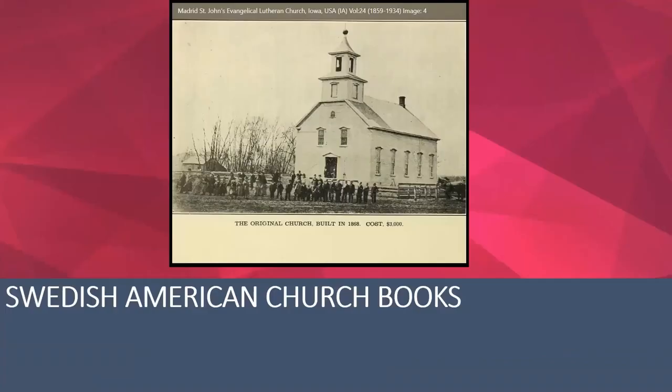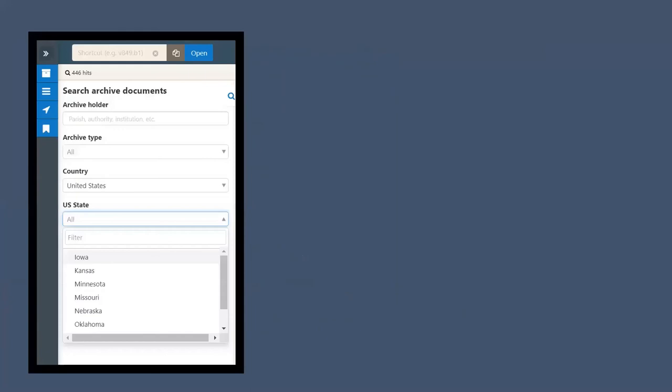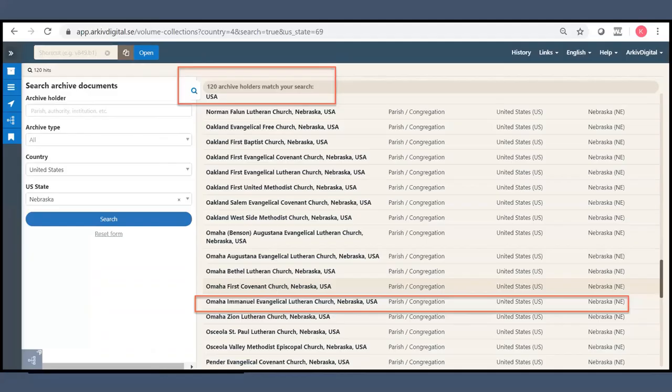Update on the Swedish American church books. Again, most of the records that we have filmed are primarily in the Midwest. Our largest collections are in Iowa, Kansas, Minnesota, and Nebraska, and then we have a few in surrounding states. The way you find these is you go into archive search, search for the United States, and then limit your search by state. So we do Nebraska, and then you select the archive you want.